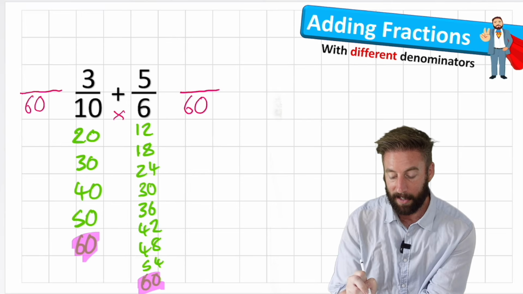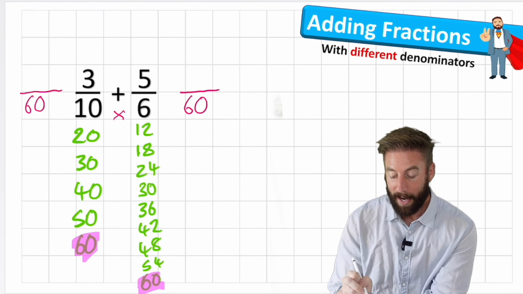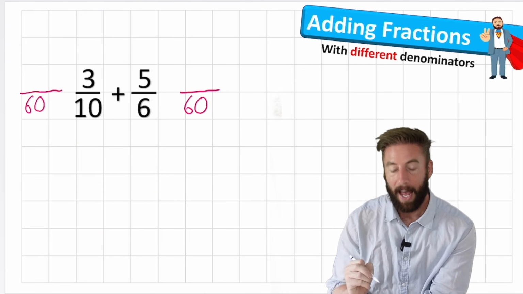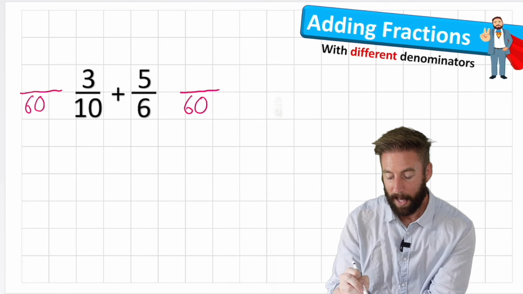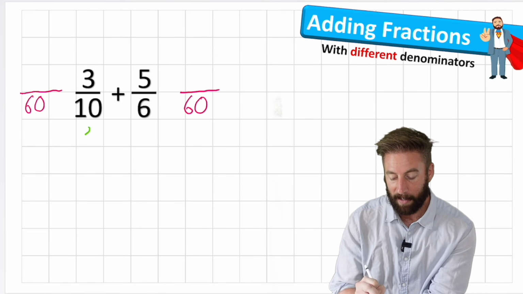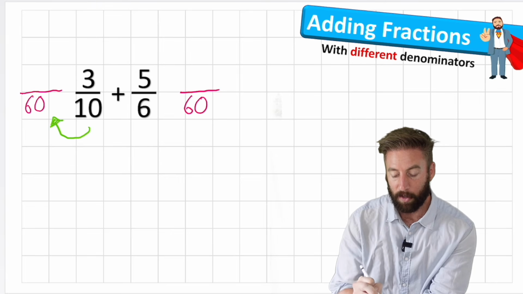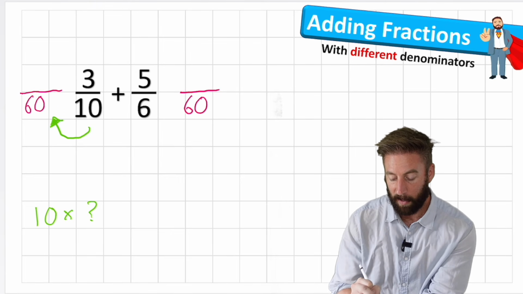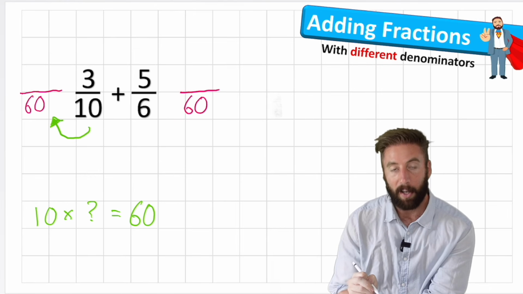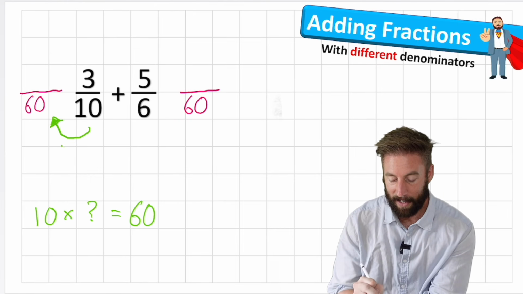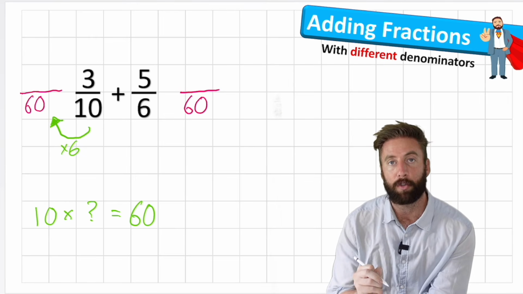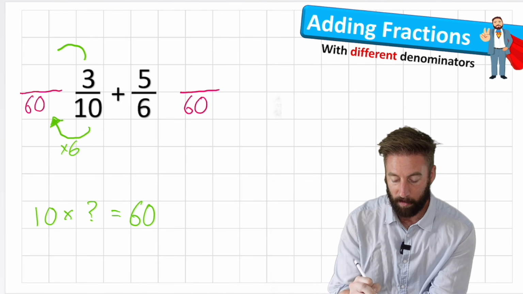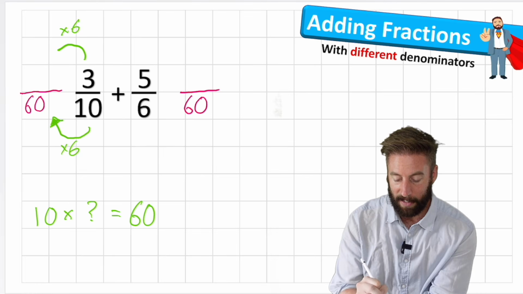So 10 times 6 is 60. So I now have my denominator of 60. And the question I'm now going to ask myself is, how did I get from 10 to 60? What do I need to do to get from 10 to 60? 10 times something equals 60. Well, 10 times 6 equals 60. Therefore, whatever I do to the bottom, I must do to the top, and 3 times 6 is 18.